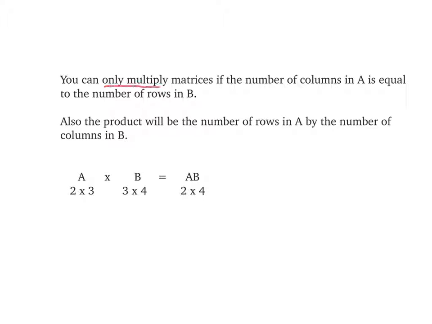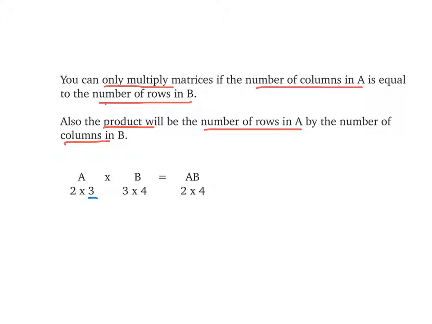You're only allowed to multiply matrices if the number of columns in the first one is equal to the number of rows in the second one. Kind of weird to understand, and I'll show you what that means exactly in a second. Also, the answer, or the product, will always be the number of rows in the first one, A, by the columns in the second one. And here's exactly what that means.